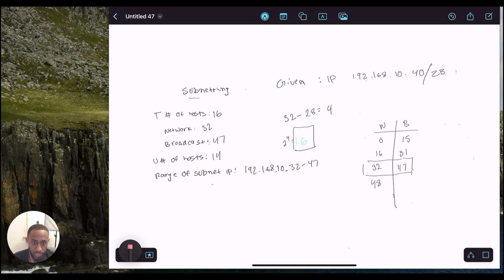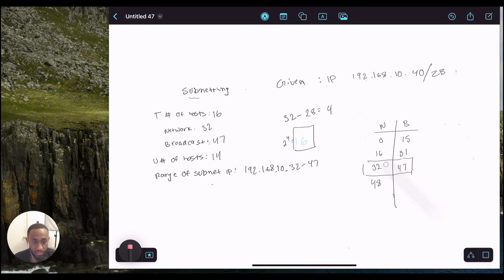And just to review this, this is the given. This is what you're given, by the way. You're given this 192.168.10.40 /28. Then you do 32 minus 28, and that gives you 4. Then you do 2 to the power 4, that gives you 16. Then you create this table here, right, where you go 0, 15, 16, 31. You create this table. The first thing you do is 0. You keep adding by 16 here.